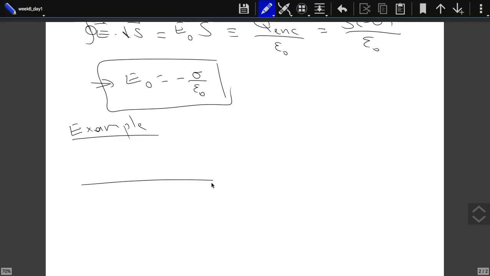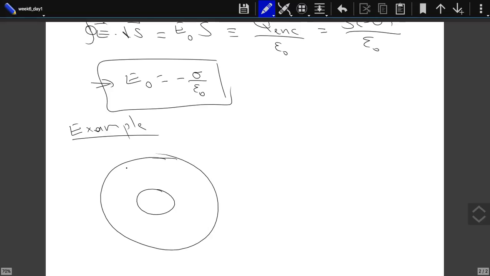Okay, now let's look at this one. We have a conducting sphere. And then we have another conducting shell. They're both perfect spheres. Their centers are common. Let's just imagine that initially we put a positive charge, positive Q1, let's say, at this point.